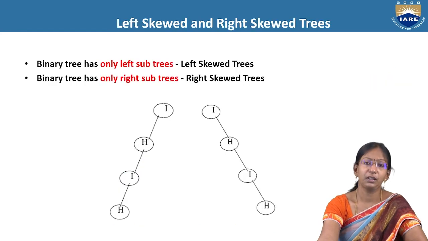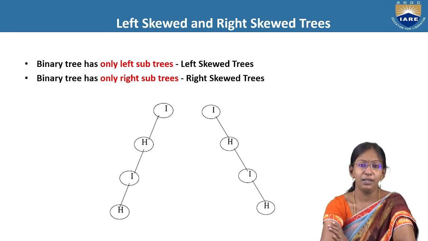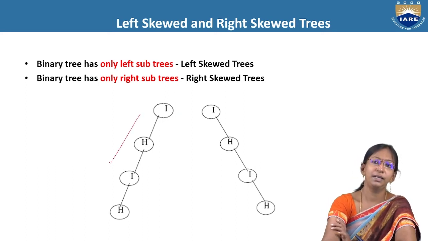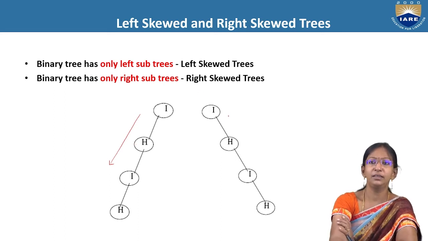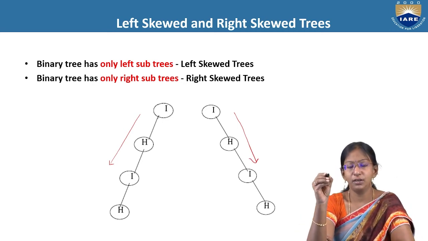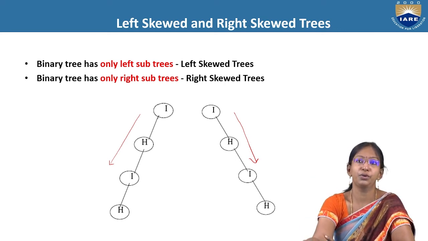Next. Left skewed and right skewed trees. If you insert elements only on the left hand side, and you can see that all the nodes in a binary tree have only left elements and 0 right elements, then it is known as a left skewed tree. If you insert all the elements only in the right side direction, that is, all the nodes in the tree have only right child but no left child, then it is known as a right skewed tree.